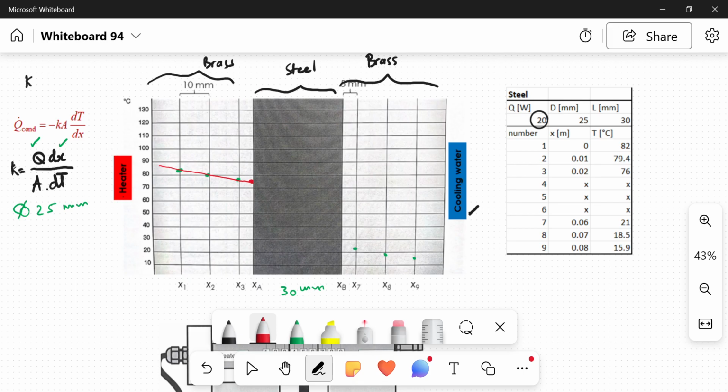We need to find out on this diagram the temperature at the left surface of the steel. Based on this diagram, I would say the temperature at the left side of the steel could be 75, so T_XA could be 75 degrees Celsius.